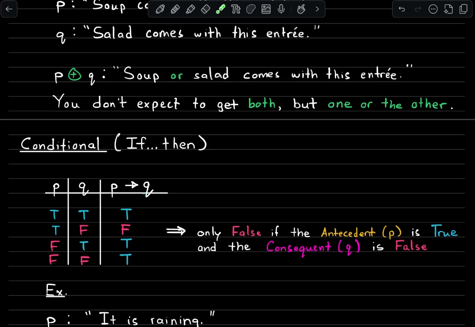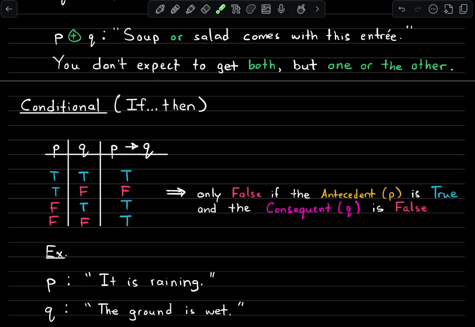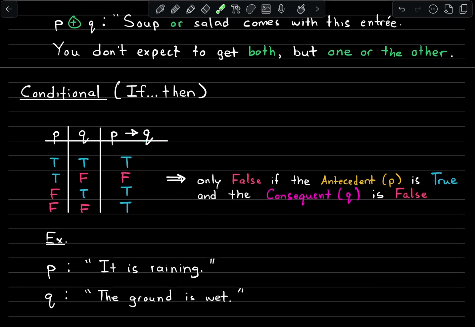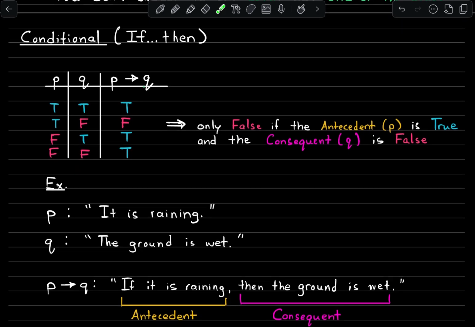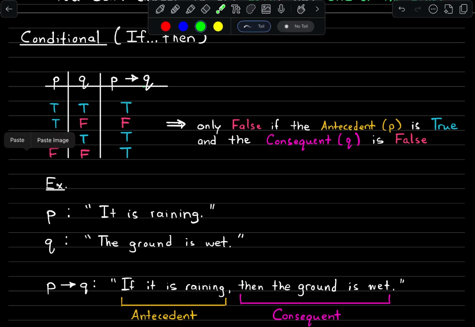Okay, so let's look at some examples. P is, it is raining. Q is, the ground is wet. So naturally, if I put that together in the conditional format, if it is raining, then the ground is wet. If it is raining is our antecedent, the ground is wet is our consequent. Okay?